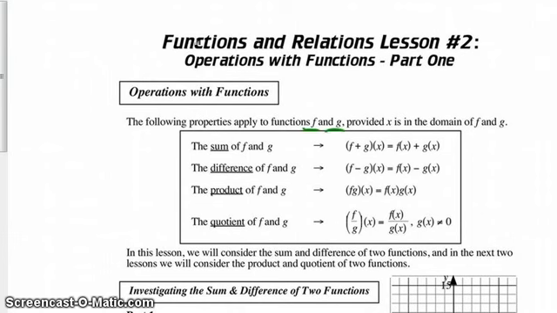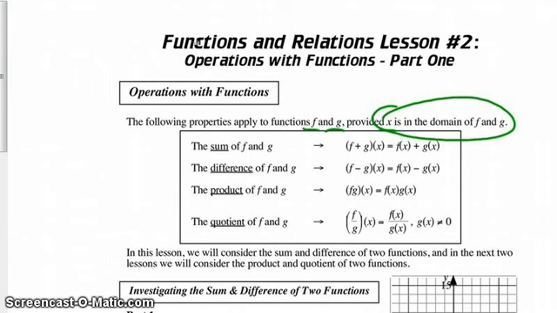So the following properties apply if you have f and g, and provided x is in the domain of both f and g. That's an important mathematical statement, and I want you to ponder that, and I will ask you about that. That's a kind of deeper thing. We'll talk about that more in class.